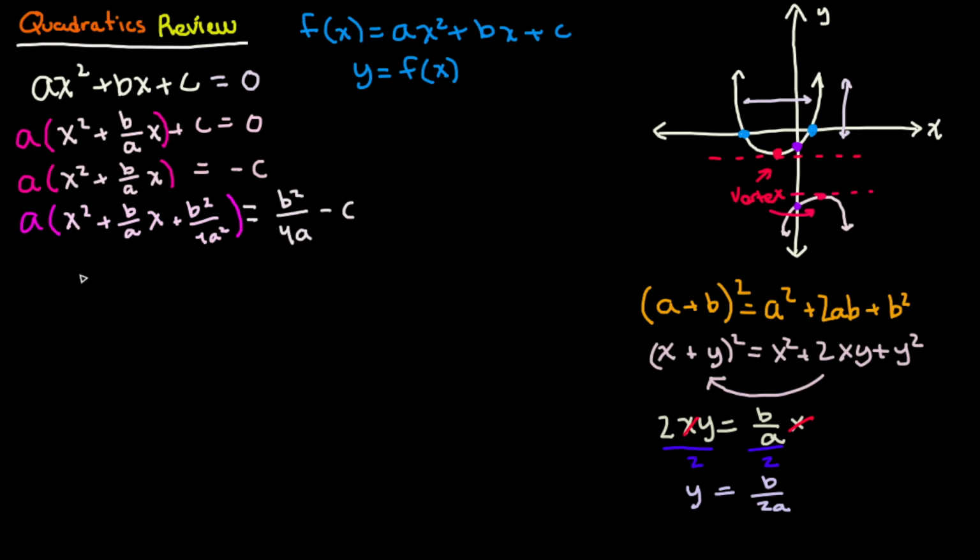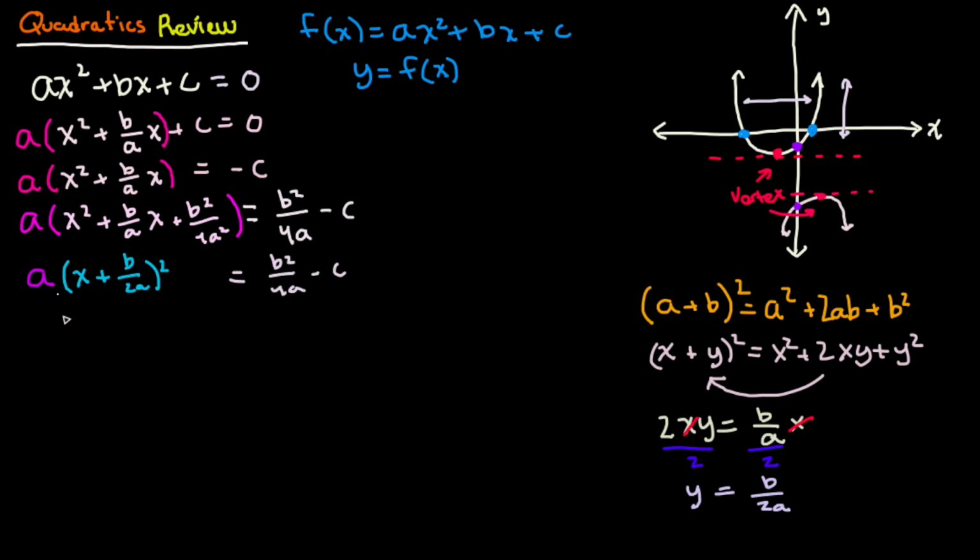We have x plus, and we know that y is actually just b over 2a. So x plus b over 2a, quantity squared, and that times this a that we have over here. That is equal to b squared over 4a minus c.